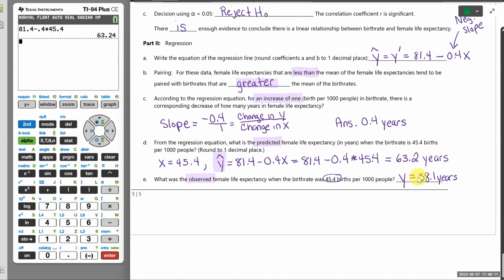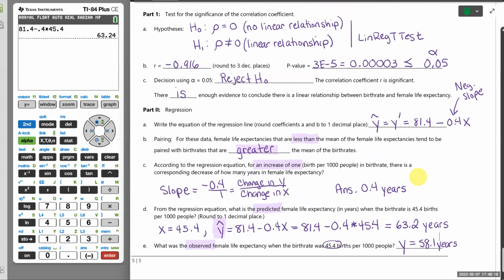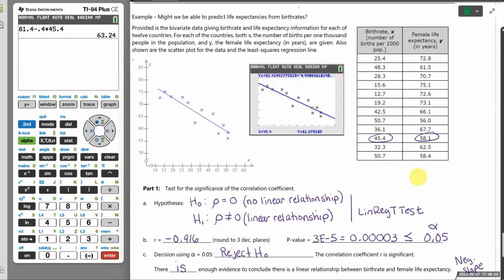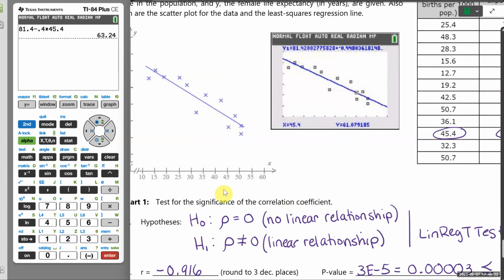So up on the picture, I'm just going to end here with labeling these values. So 63.2 is what we predict. 58.1 is what we observed. So on my picture here, the 45.4 would be basically that point. So let me just label that one. So that's the XY value that was observed for this particular country.